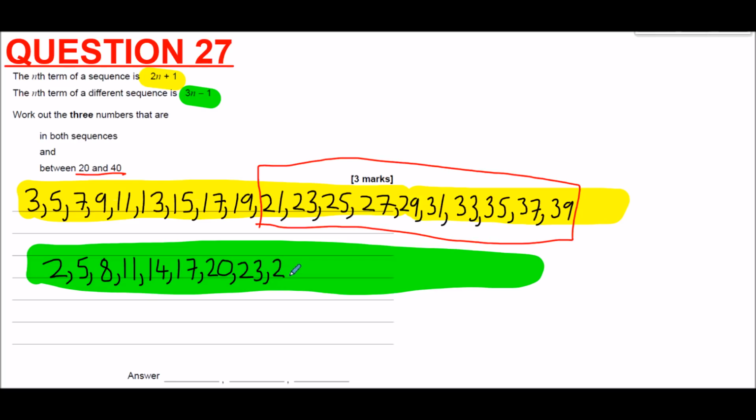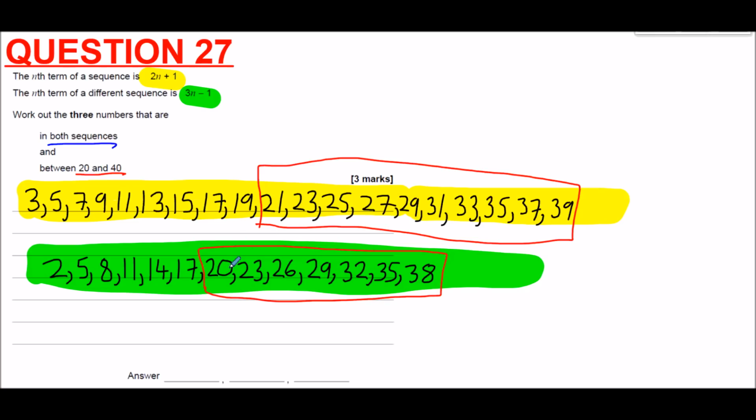23, 26, 29, 32. 32 plus 3 is 35. 35 add 3, 38. And beyond that we'd have 41. So that's all the numbers we need to consider. So between 20 and 40 for this sequence, we've got these numbers here. So work out the three numbers that are in both sequences and between 20 and 40.